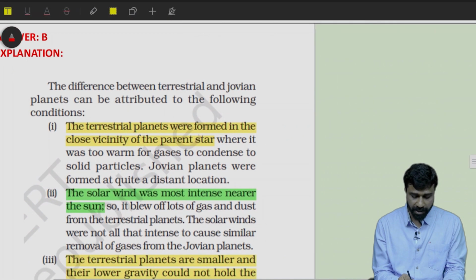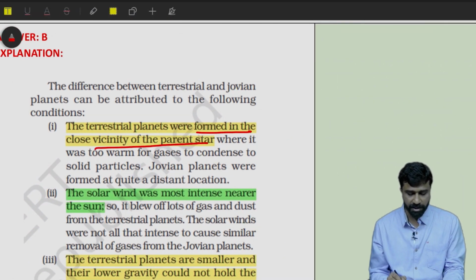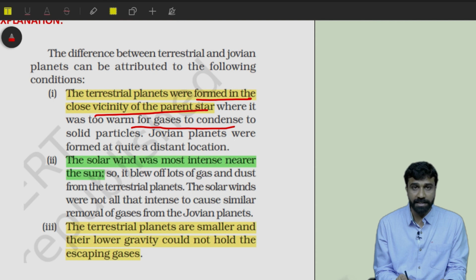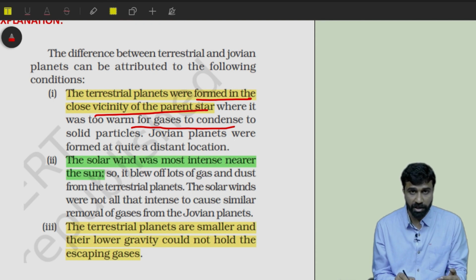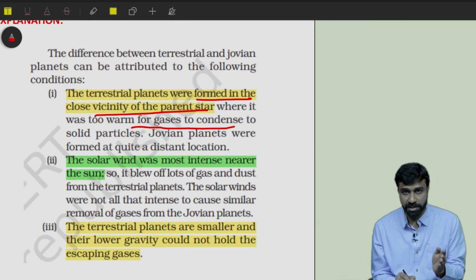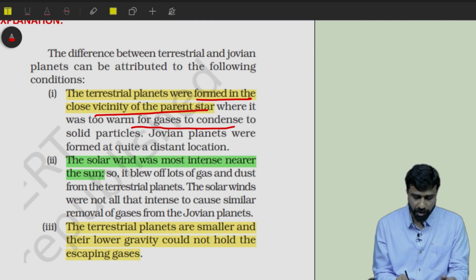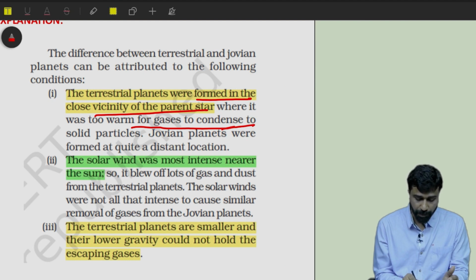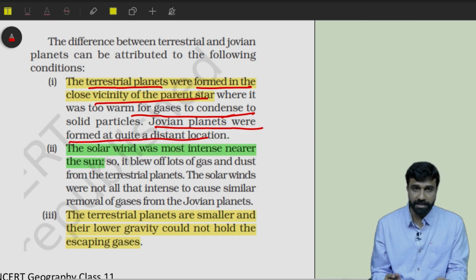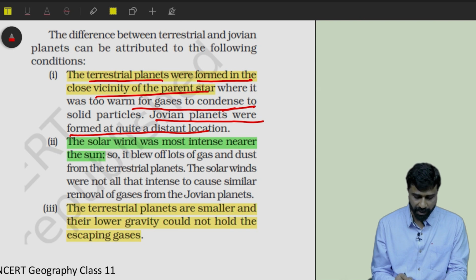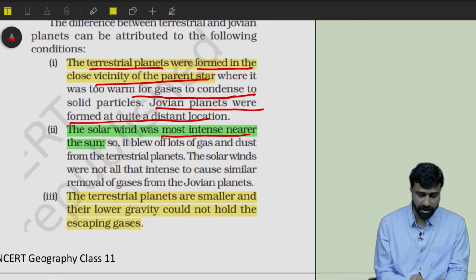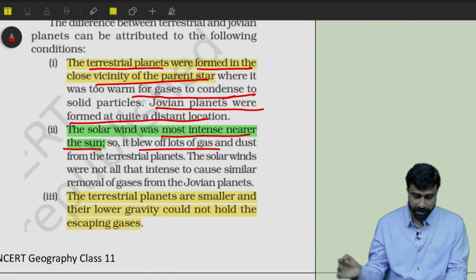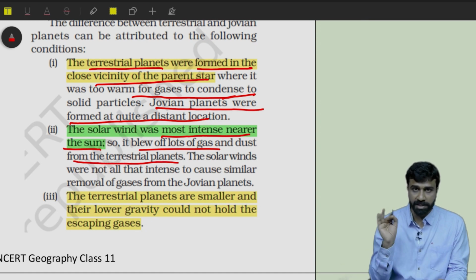And coming to terrestrial planets which were formed in the close vicinity of the parent stars, they are very warm. So it is very difficult to condense gases which are nearer to the vicinity of the parent star. The gases around these terrestrial planets cannot be condensed easily. And the Jovian planets were formed at a quite distant location. Therefore, the gases can be held by these Jovian planets. And solar winds which are very intense nearer the sun will blow off the entire gas and dust particles around these terrestrial planets.